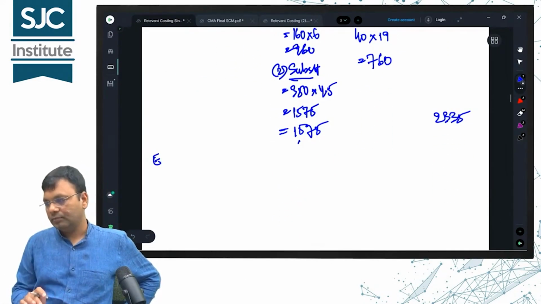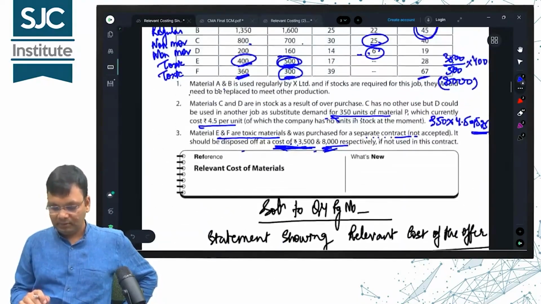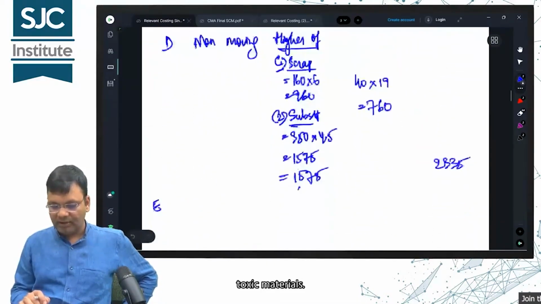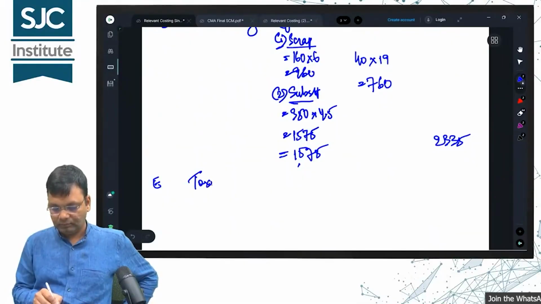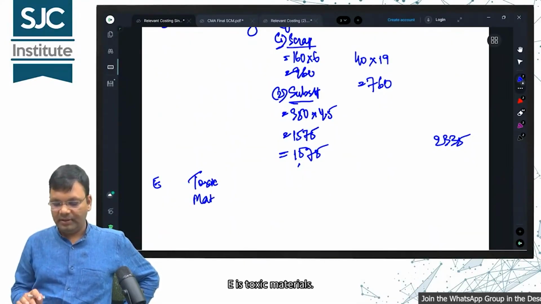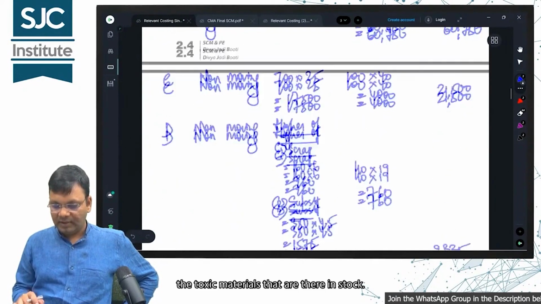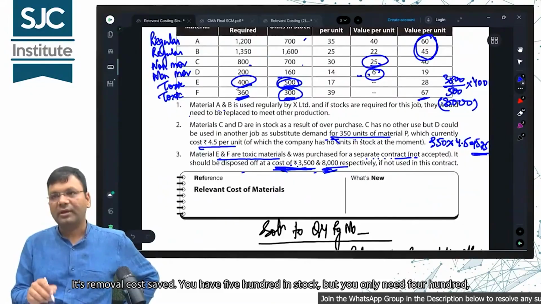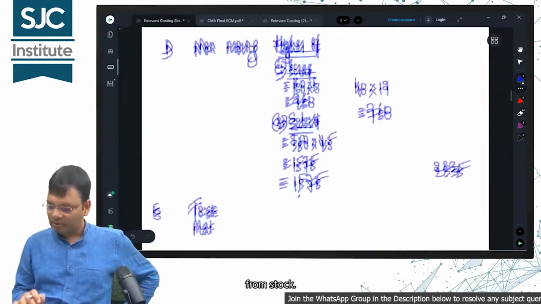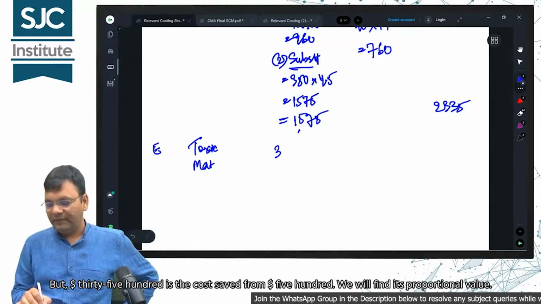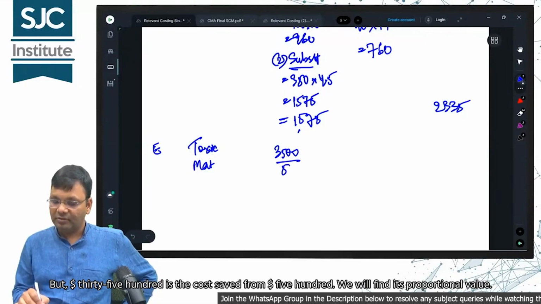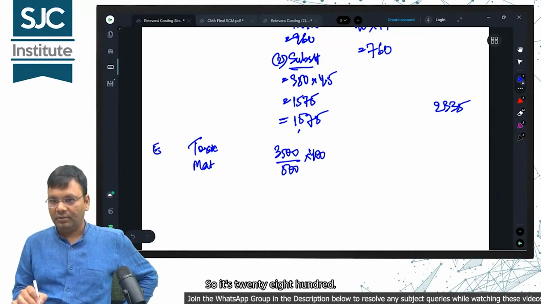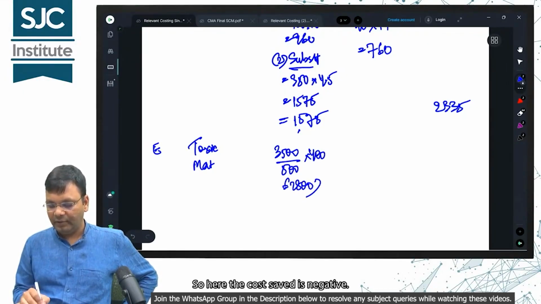Moving to E. How to do that? Toxic materials. E is toxic materials. For the toxic materials that are there in stock, its removal cost is saved. You have 500 in stock, but you only need 400 from stock. But 3500 is the cost saved from 500. We will find its proportional value. So it's 2800. So here the cost saved is negative.